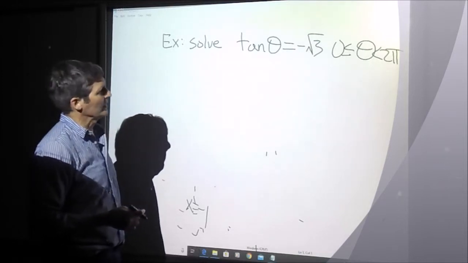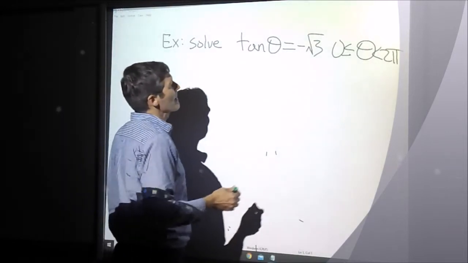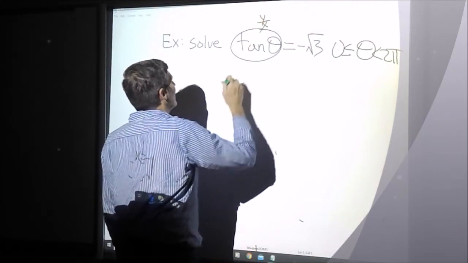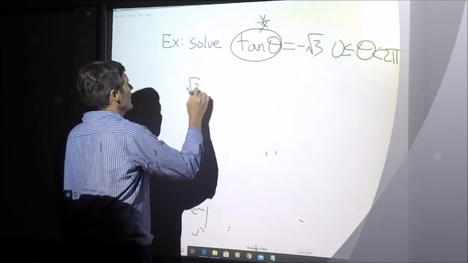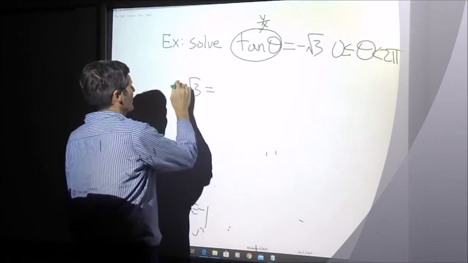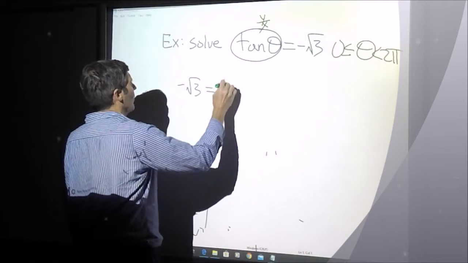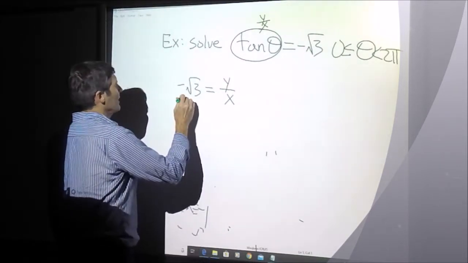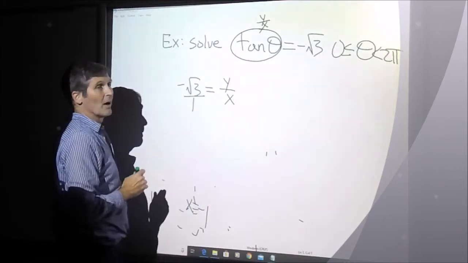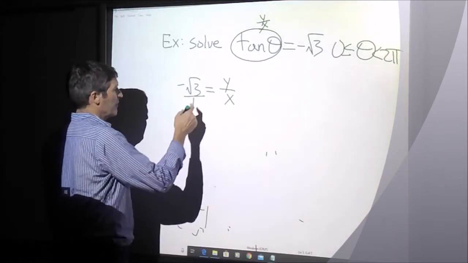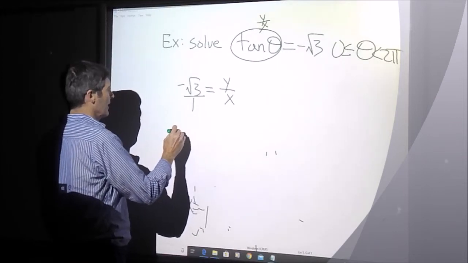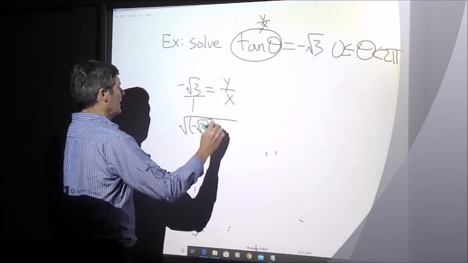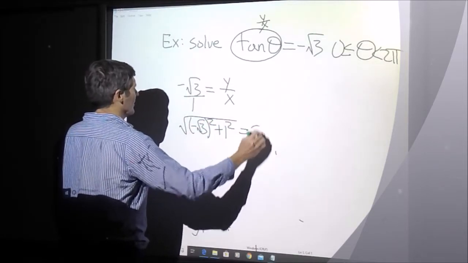This one's a little trickier. There's a number of ways to do this, actually. One way to do it is just to remember this looks like y over x. So if I want minus square root 3 equal y over x, what I could do is rewrite minus square root 3 as minus square root 3 over 1. And then if I divide by the root sum square of these, if I calculate the square root of minus square root 3 squared plus 1 squared, well, that's square root 4, it's 2.